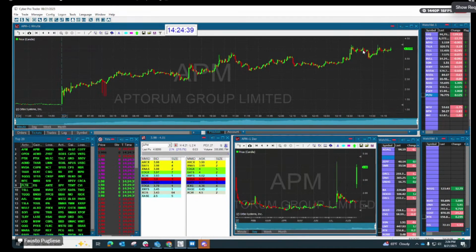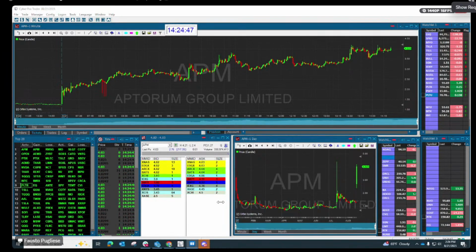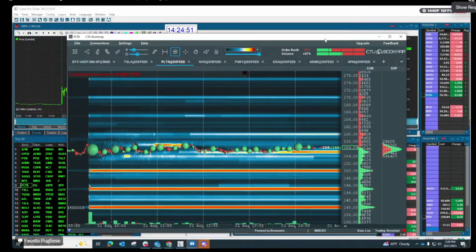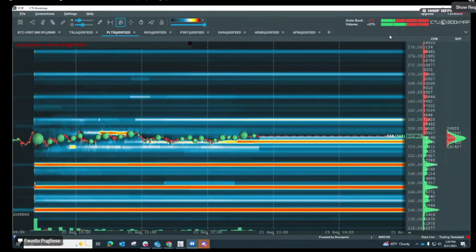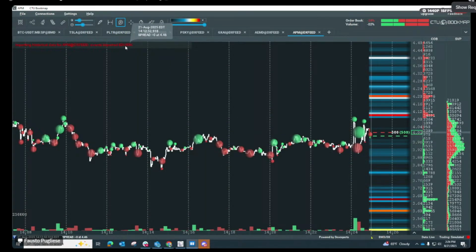Now, why is the stock still going up? What's driving it up? Well, I'm going to bring up the Bookmap platform, and I'm going to go right here and blow it up. Click on the field right here. It's going to load up the data.